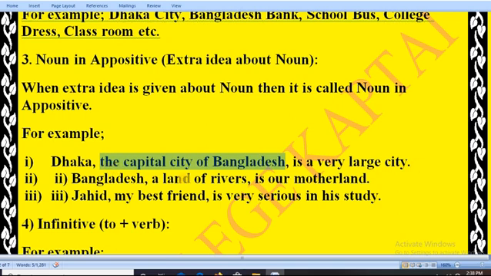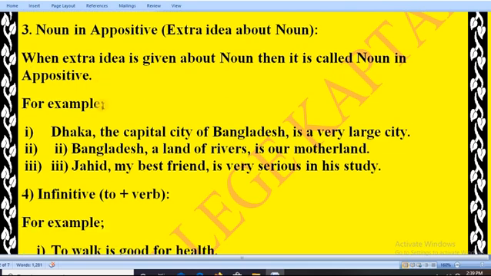Dhaka is the capital city of Bangladesh. This sentence was correct, but when I have added a new extra information, is a very large city, that will be the noun of apposition. Remember, in noun apposition, before the noun apposition you have to use a comma, and after the noun apposition you have to also use a comma, right? Okay. Now infinitive.